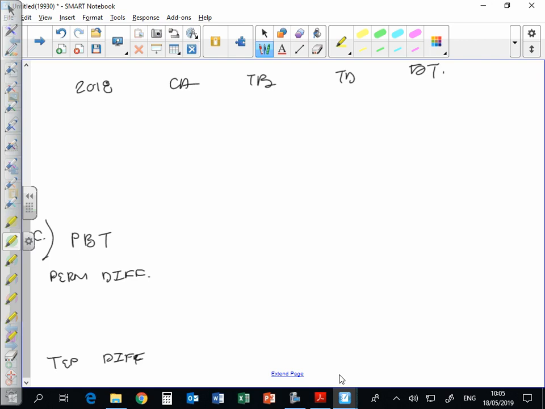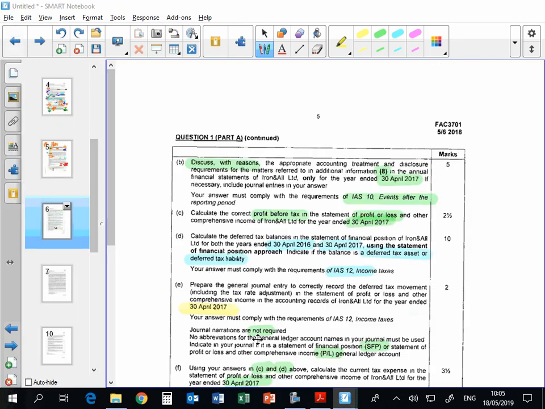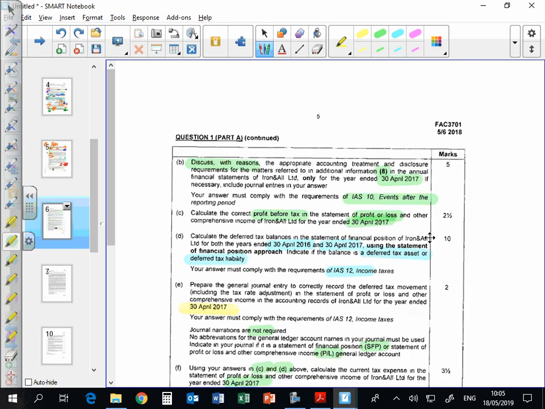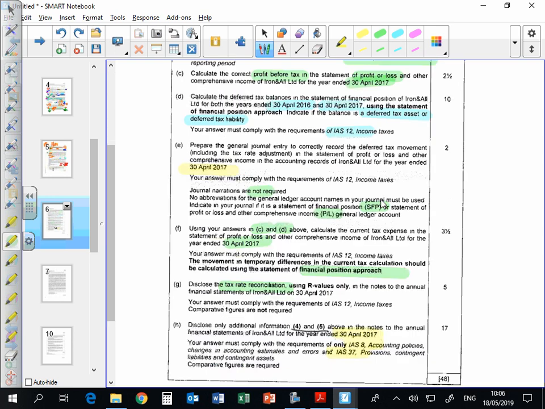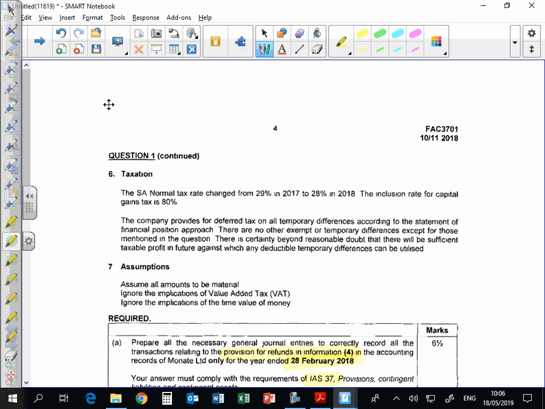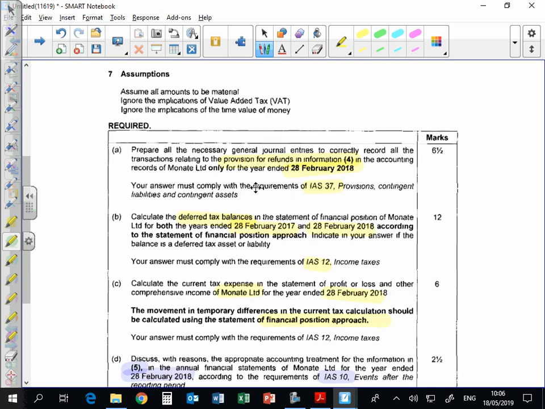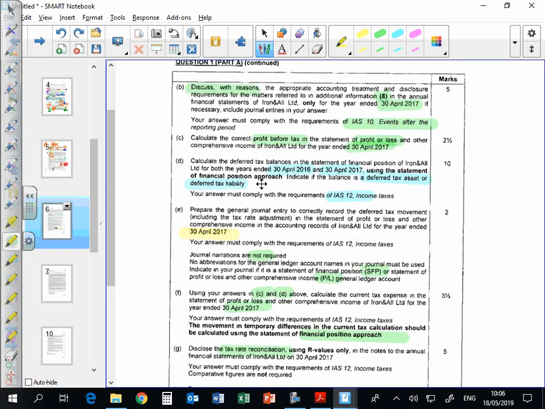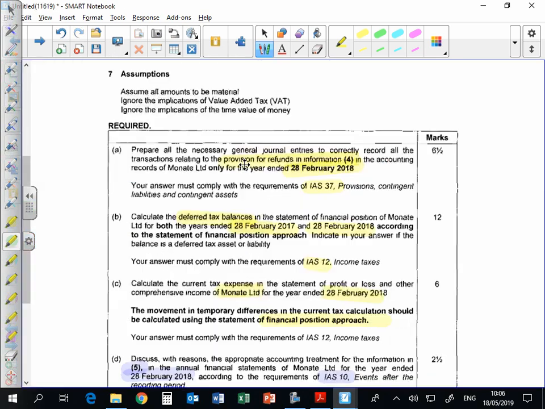Did they ask me for the profit before tax? They didn't, did they? Profit before tax, they did. In C. Calculate the correct profit before tax. C. What did I do? Sorry, I'm at the wrong question. Provision, profit before, current tax expense. So they didn't ask me for the profit before tax. There could still be adjustments though.